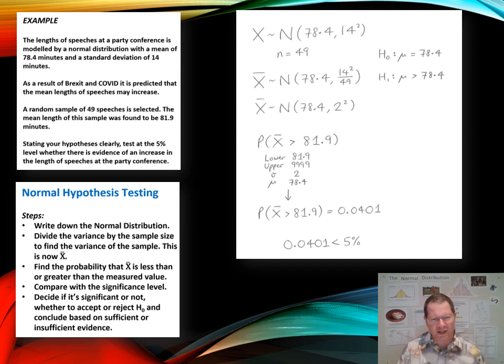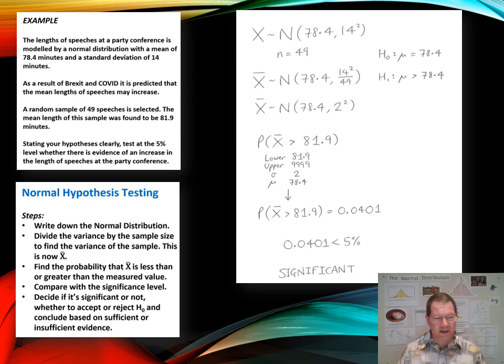Now our conclusion will of course depend on what the significance level is. We've been asked to test at the 5% level, okay, and 0.0401, i.e. 4.01%, is obviously less than 5%. When we compare our probability with the significance level we've been given, okay, if it's less than the significance level, then that implies that it is significant. So in this particular case, because 4.01% is less than 5%, that tells us that our result is significant.